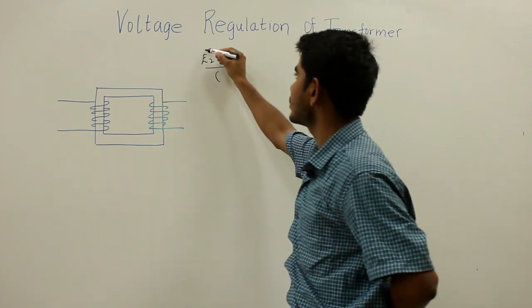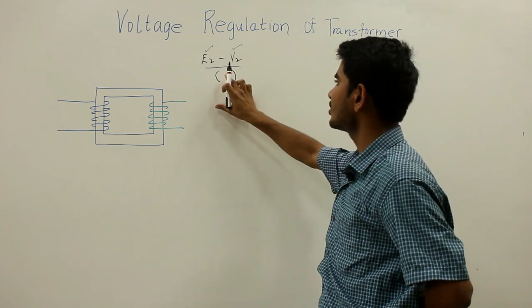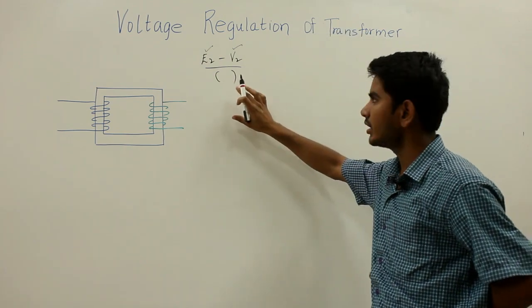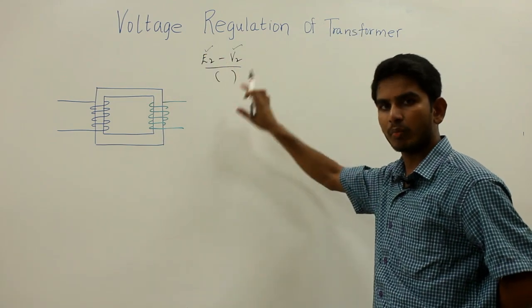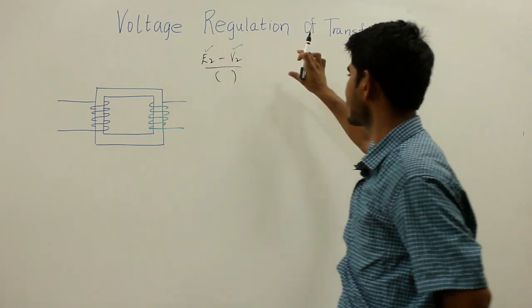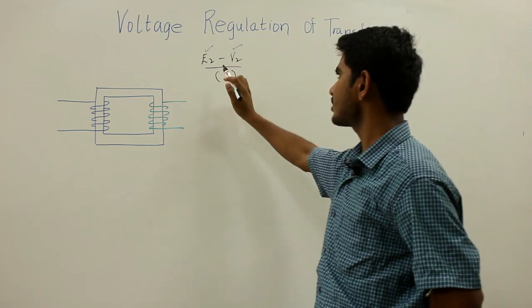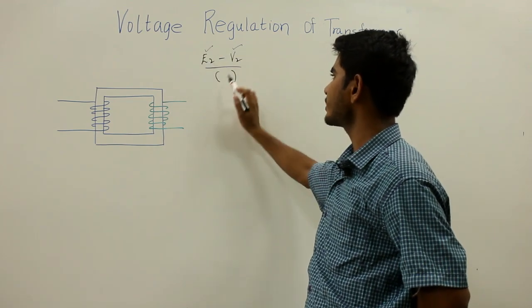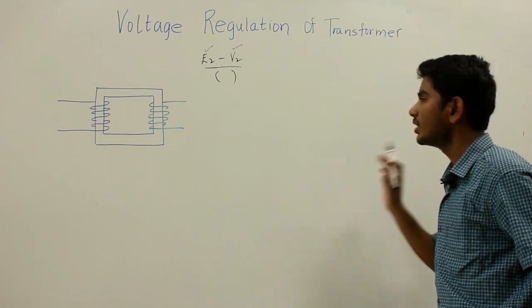Where E2 is the no load voltage and V2 is the full load voltage, and with respect to the reference voltage, it may be either E2 or V2 depending on the equipment you are using in the power system. So this is what voltage regulation means: the percentage of voltage difference between no load and full load with respect to its reference voltage is defined as the voltage regulation of a transformer.